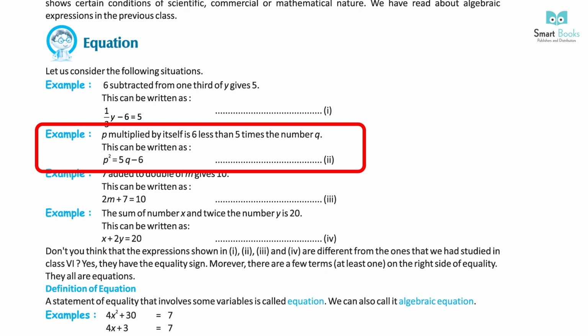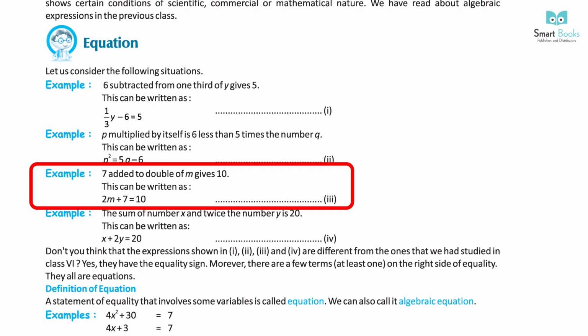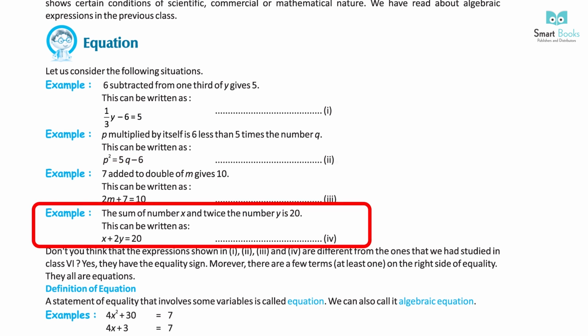Third statement: 7 added to double of m gives 10. 2m plus 7 equals 10. Fourth statement: the sum of number x and twice the number y is 20. This can be written as x plus 2y equals 20.